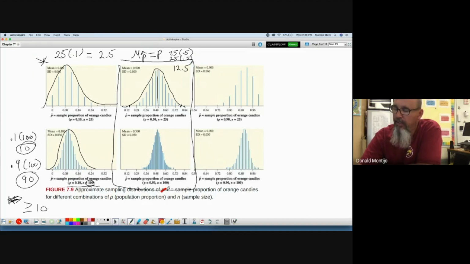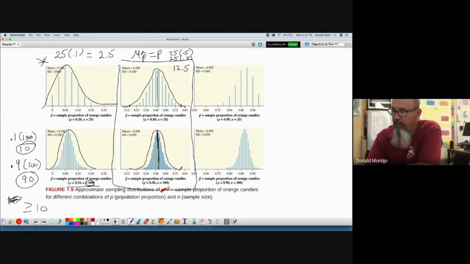So shape, symmetrical, approximately normal. Center, 0.5, because the mean of p hat is always equal to p. Now, down bottom, same population, where 50% of all of our candies were orange. Well, where's the center? Well, guess what? It's at 50%. No surprise there. The mean of p hat equals p.